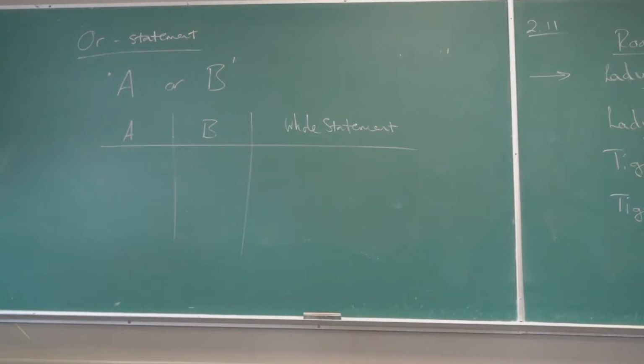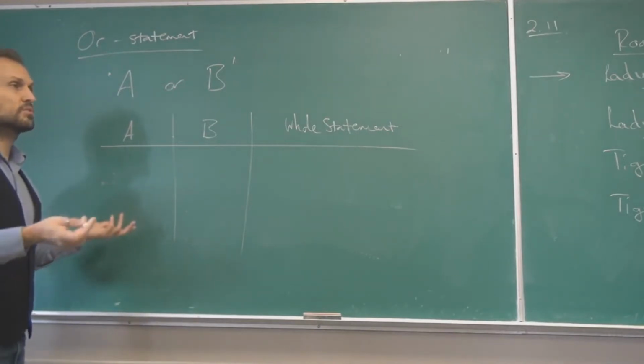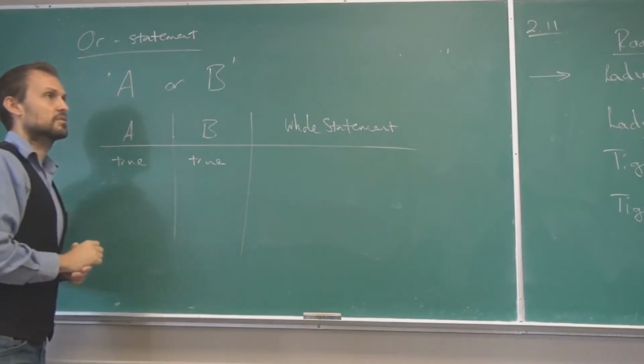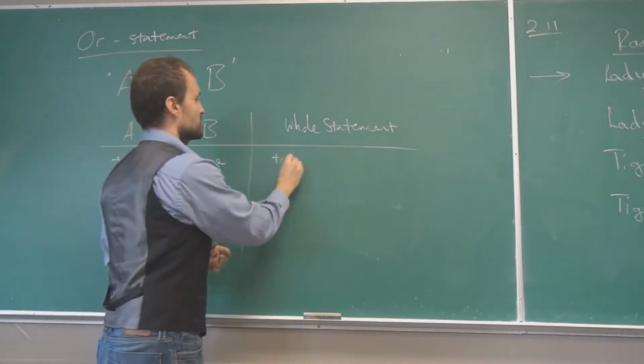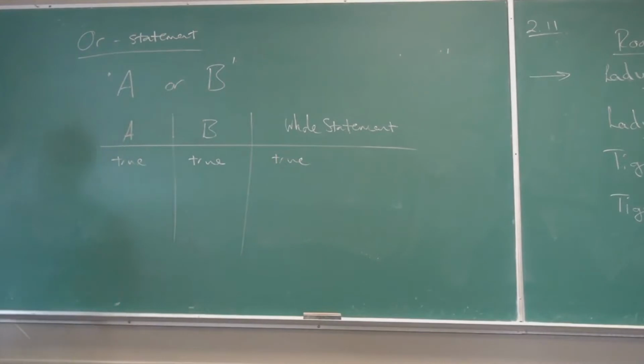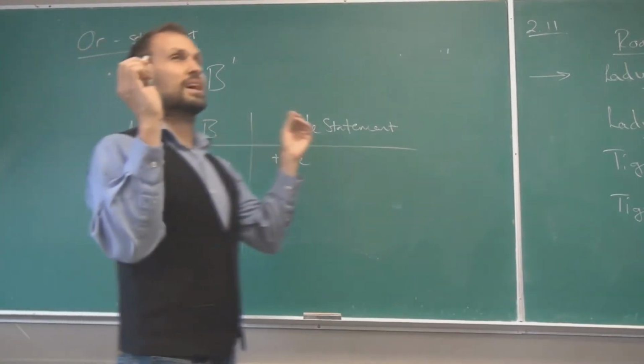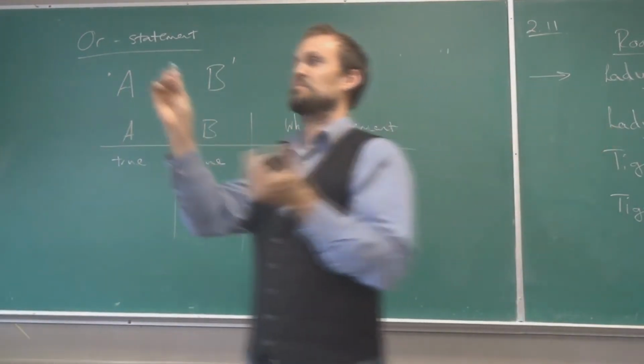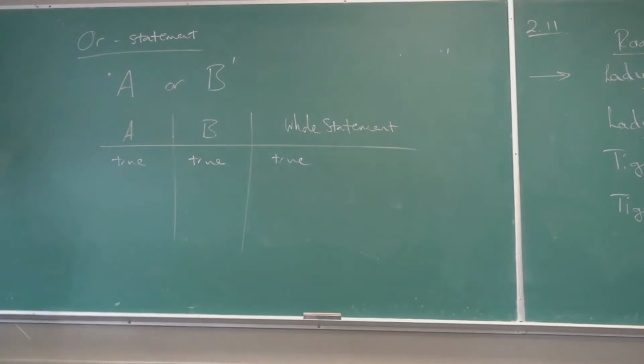"Or" is a little more tricky. True. I didn't say it has to be exclusive. It's just one or the other. So in this case, when both of them are true, the whole thing is true. I have a remote in my hand, or I have a piece of chalk in my hand. As long as I have one of them, I'm good. It's small, but it's right there. That is still true.